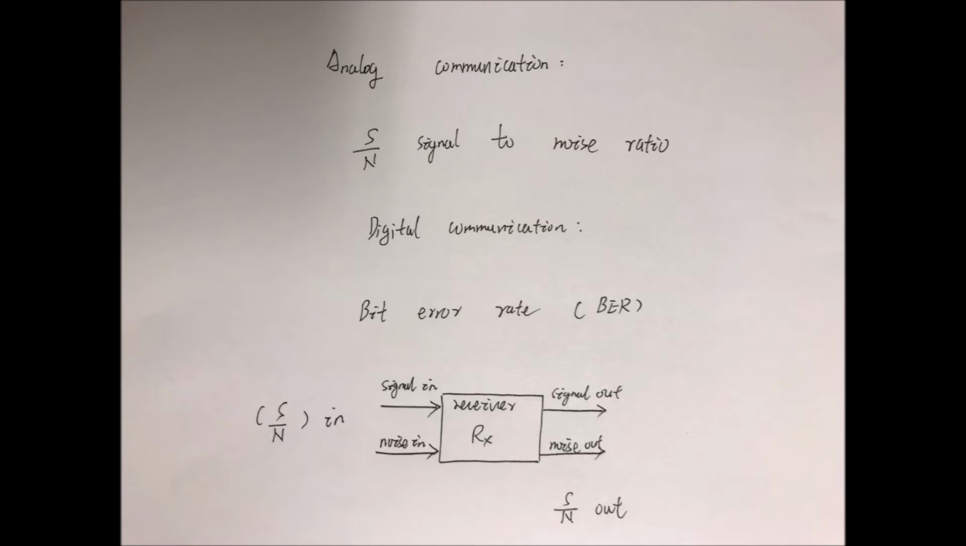So we talk about signal to noise ratio for AM systems. Generally we have the receiver.